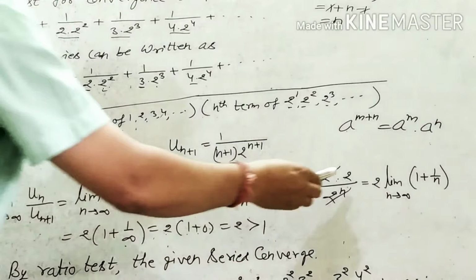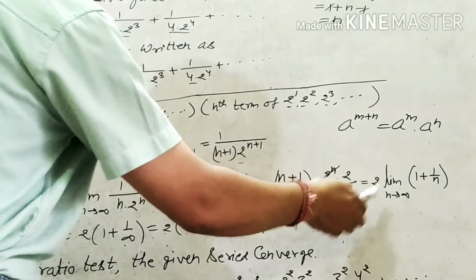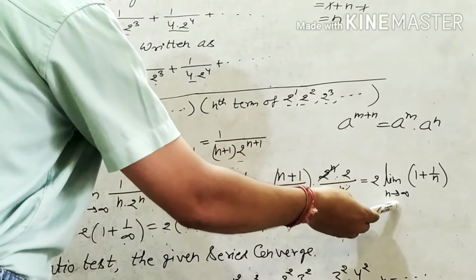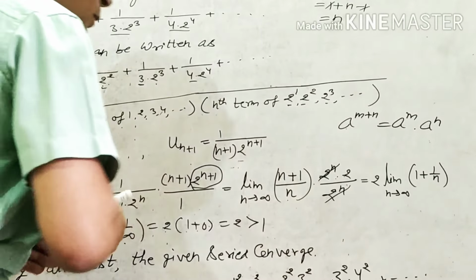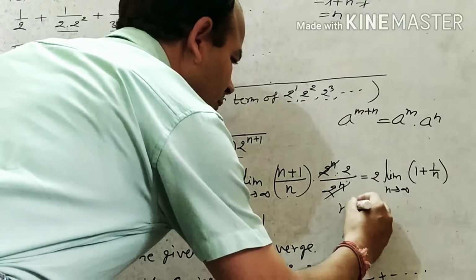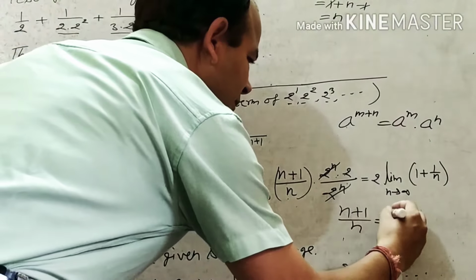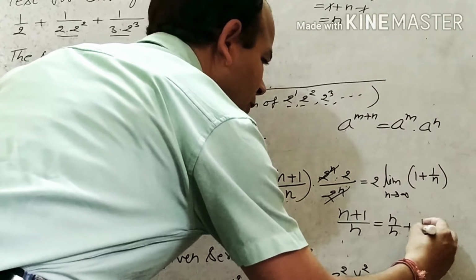Now 2 is a numerical value, so it can be written before the limit: 2 into limit n tends to infinity. Now n plus 1 upon n, you can write it this way: n upon n plus 1 upon n.